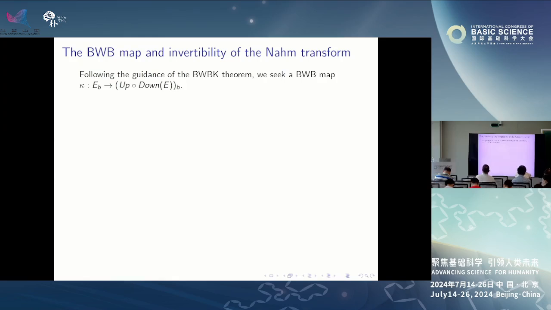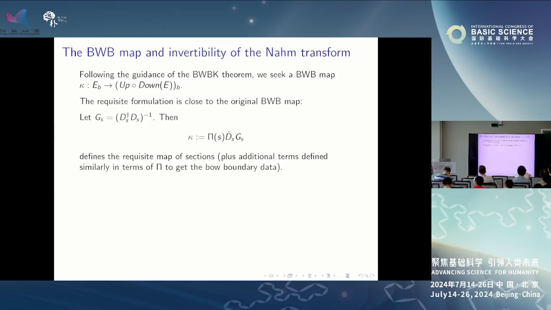So now we need the analog of the Bor-Weil-Bott type map that we started with. Following Braam-Baal, we want a map kappa, which shows that the bundle we started with is equivalent to doing the Nahm transform twice. So this formulation is really close to the original map, except there's a little bit of a change of variables factor here.